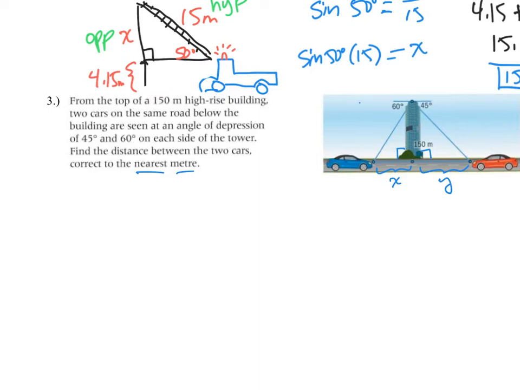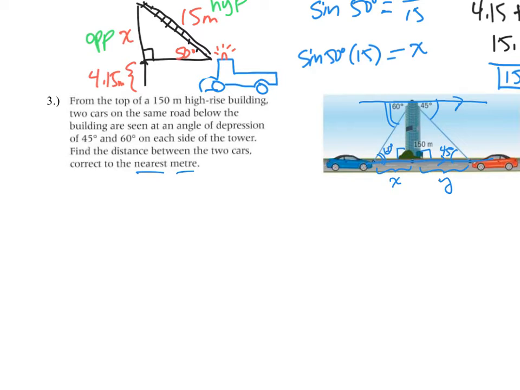So remember, these lines of depression are formed by a horizontal line and the ground that are parallel to each other, correct? So that means that this 45-degree angle is congruent to this angle right here. So let's label that 45 degrees. And then this angle would be congruent to this angle, 60 degrees, okay?